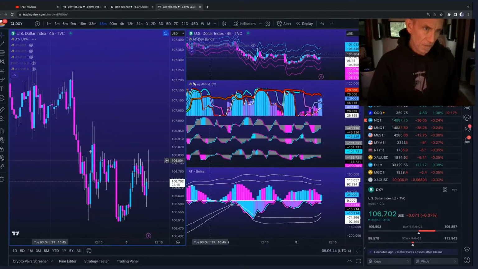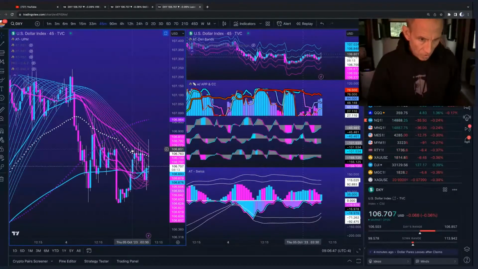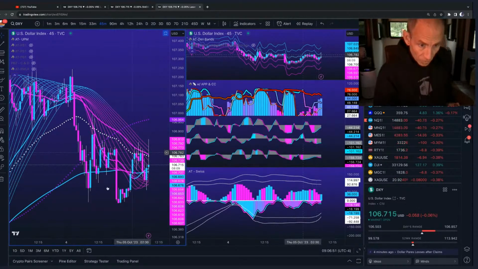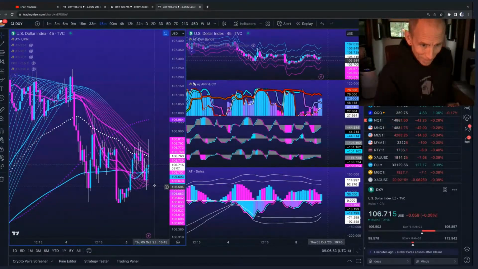If I could ever get this UPM on the 45 minute, these workflows. Thank God it doesn't go this long when I'm actually trading. I'd be in trouble, wouldn't I? Big trouble.